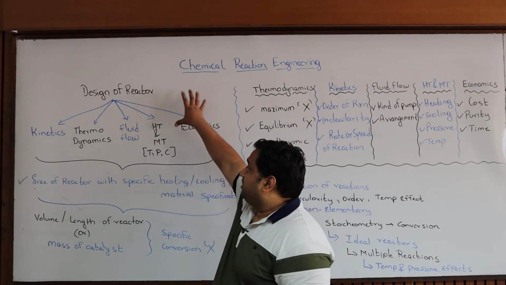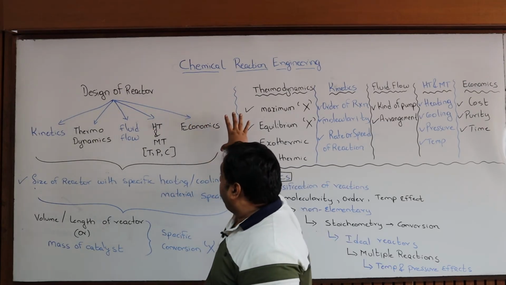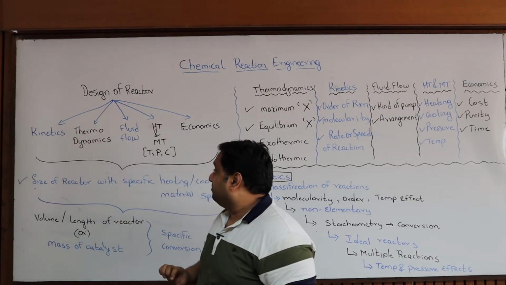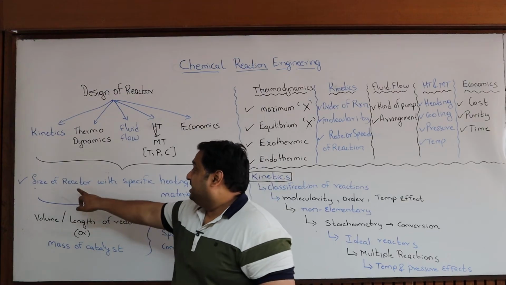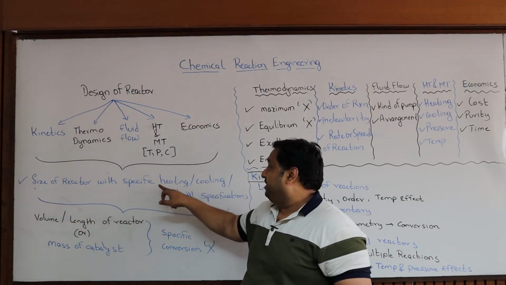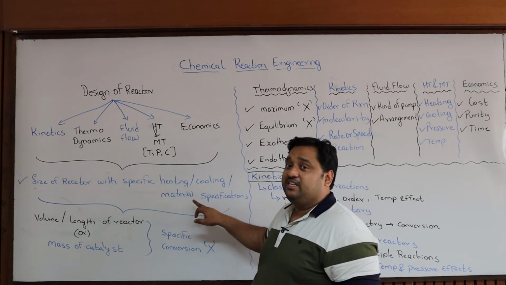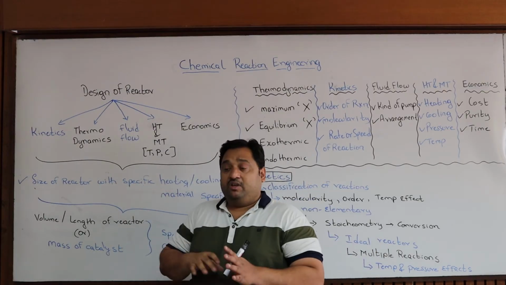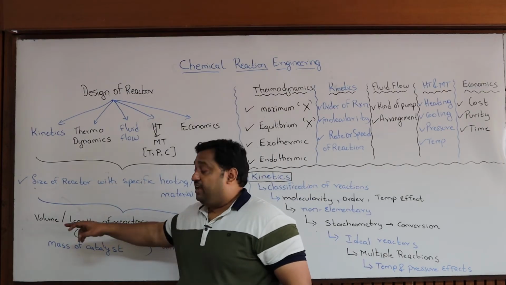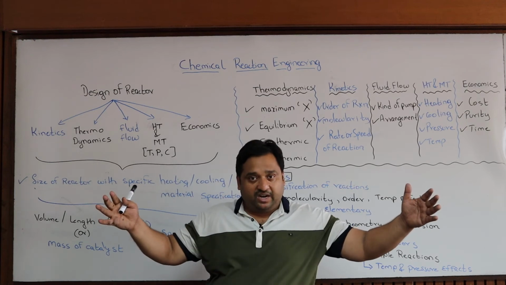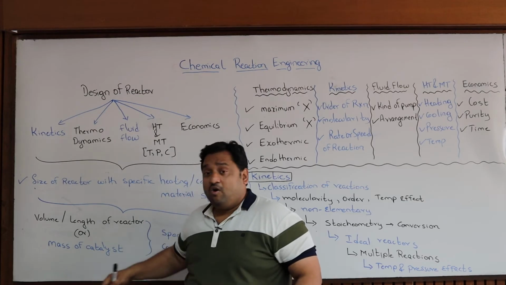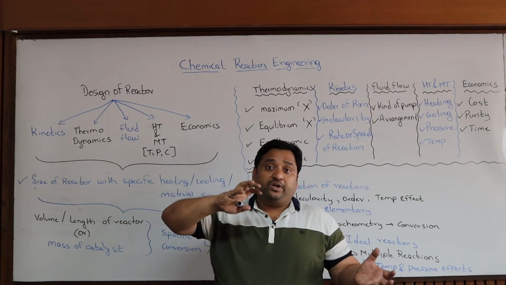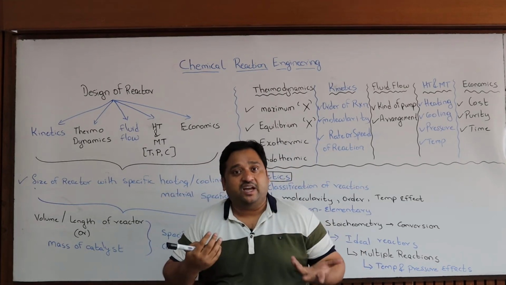Okay, to design the reactor we have to keep all these things in mind. And what does the design of the reactor mean? The size of the reactor with specific heating and cooling or material specifications. So what is the size of the reactor? Either we have to calculate the volume of the reactor or the length, it's about the same, or how much catalyst I have to put in the reactor. That is what we have to design, right?